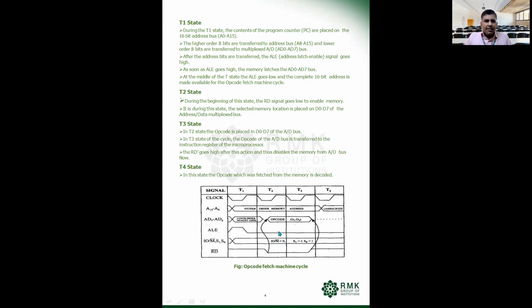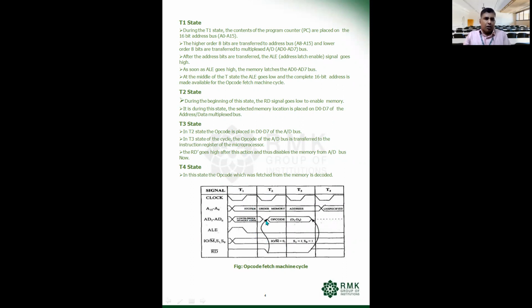Now address latch enable is active low, and we can see IO/M bar is 0, which means it points to the memory. Hence, IO/M bar is 0, which is active low, which means memory is located. So we have already located the memory because the address is located during the first clock period.